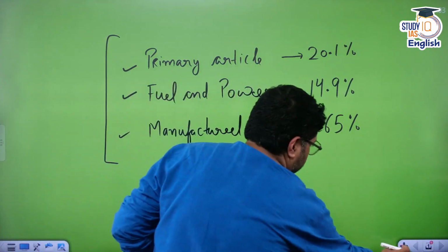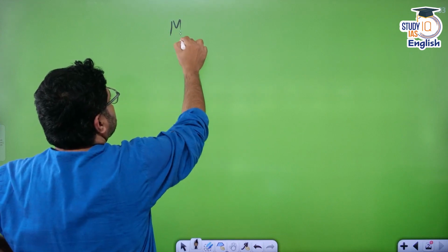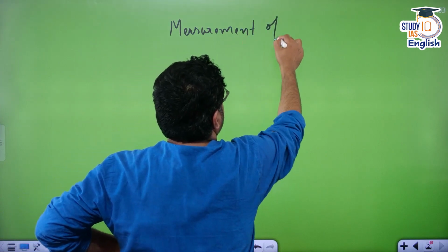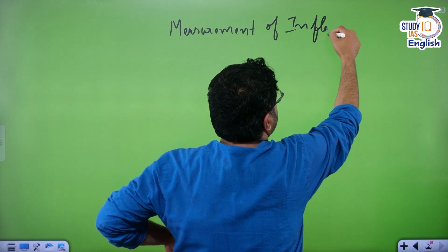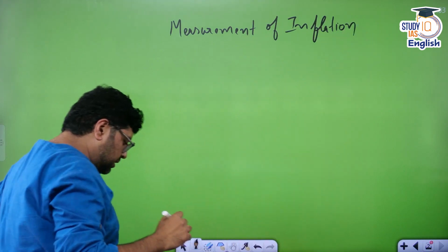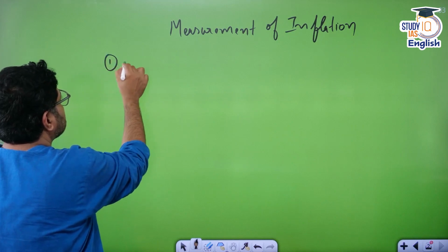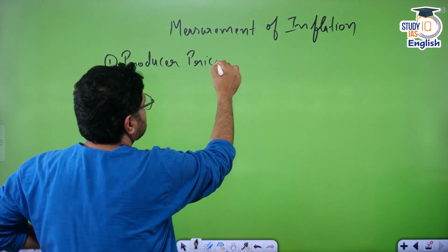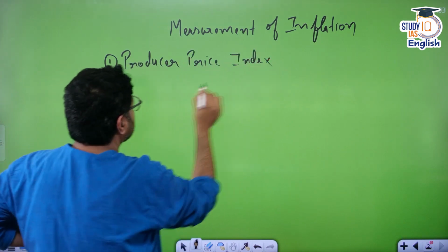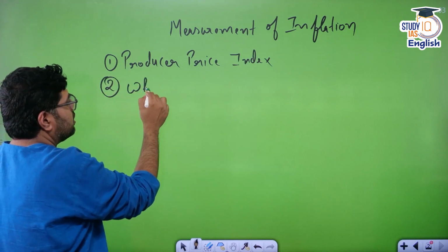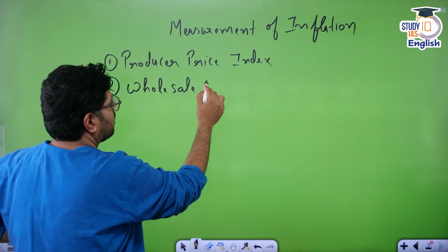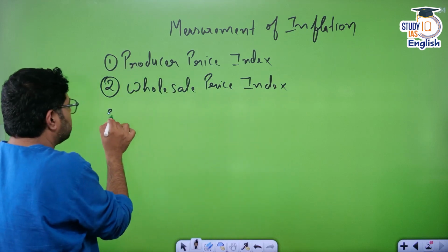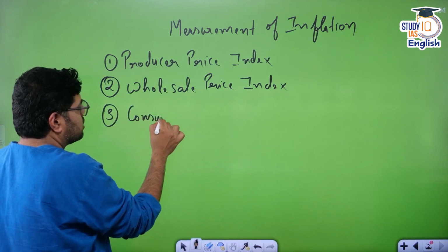So if you see, when we talk about measurement of inflation, we have basically three ways to measure inflation, that is number 1 producer price index, number 2 wholesale price index, and number 3 consumer price index.